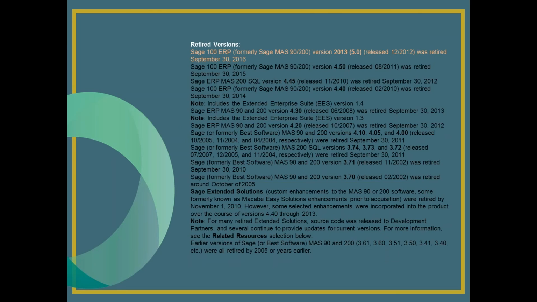And this is showing the previously retired versions, so I don't think you really need to know what was retired back in 2002, but it does show you how Sage handles the retirement of those versions.